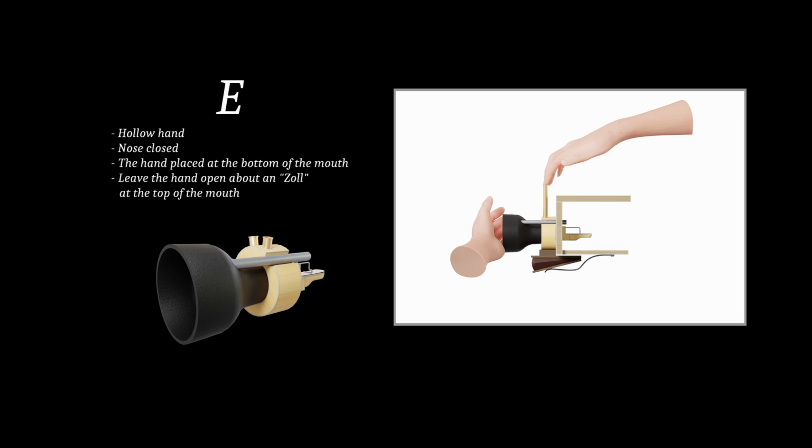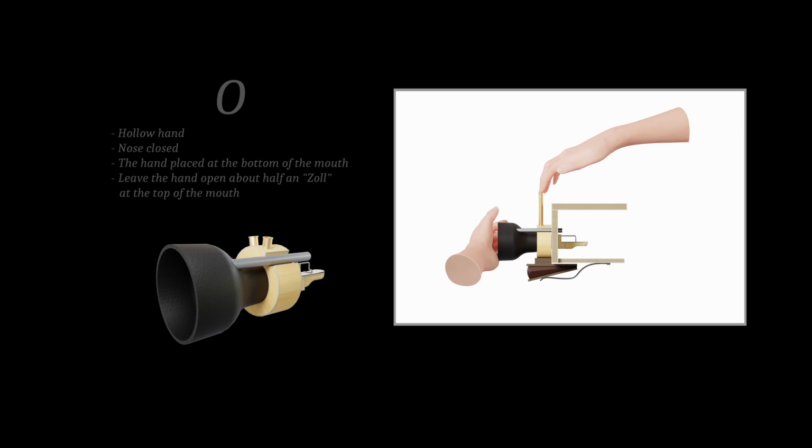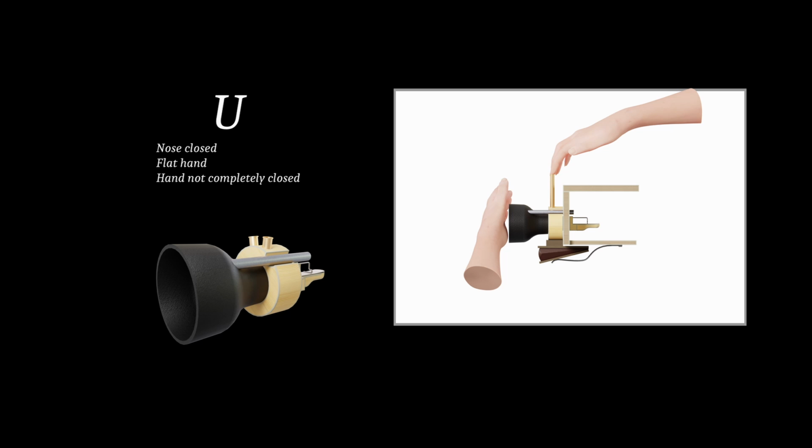E. Hollow hand, nose closed, the hand placed at the bottom of the mouth. Leave the hand open about an inch at the top of the mouth. O, hollow hand, nose closed, the hand placed at the bottom of the mouth. Leave the hand open about half an inch at the top of the mouth. U, nose closed, flat hand, hand not completely closed.